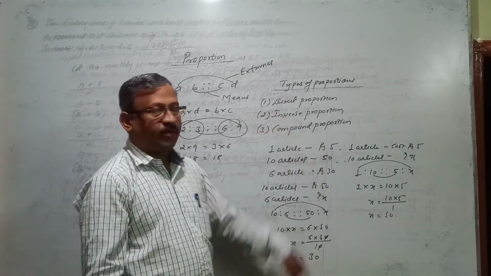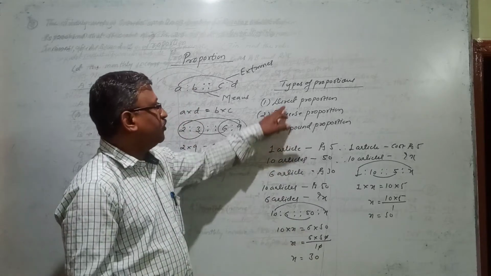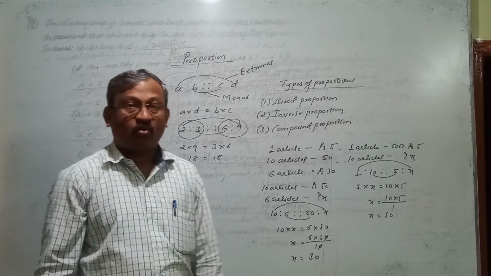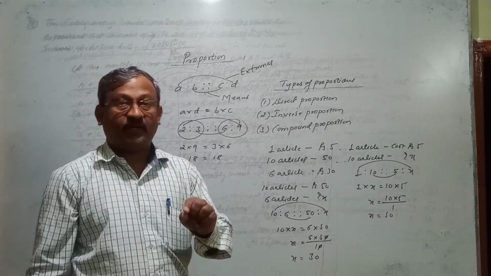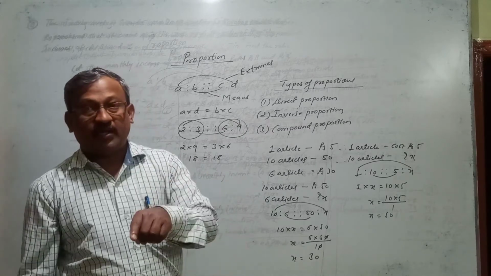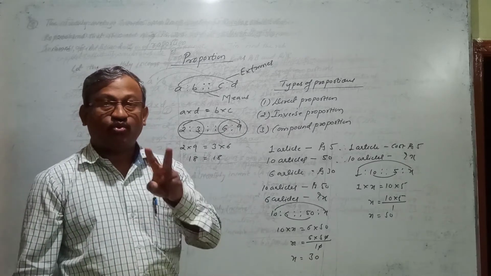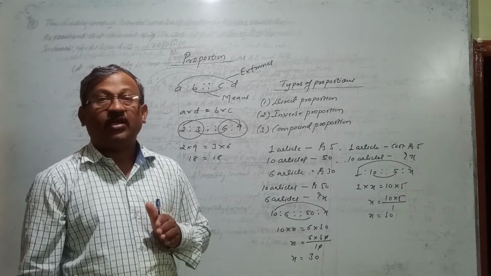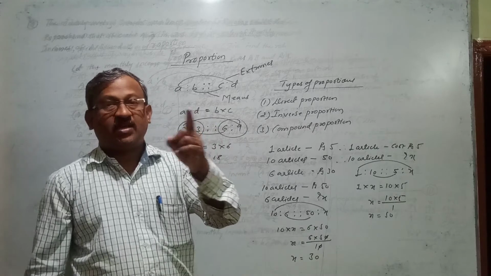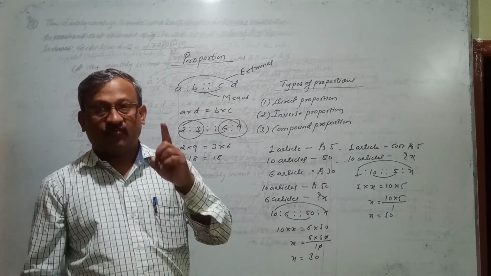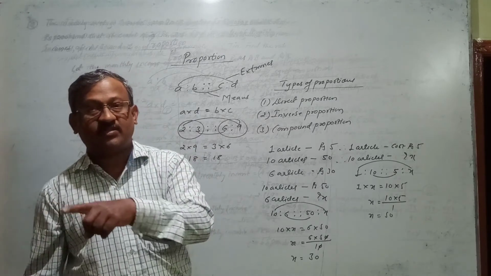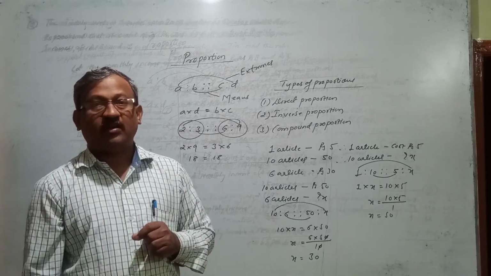Now the second one is inverse proportion. Inverse proportion is the opposite of direct proportion. So inverse proportion means what? When an increase or decrease in one variable is followed by a decrease or increase in another variable, then those two variables are said to be in an inverse proportion. Or in other words, when one increases, the other decreases, or when one decreases, the other increases, then it is called inverse proportion.